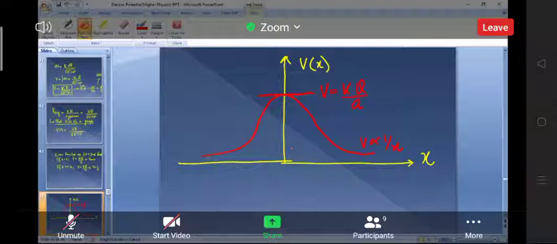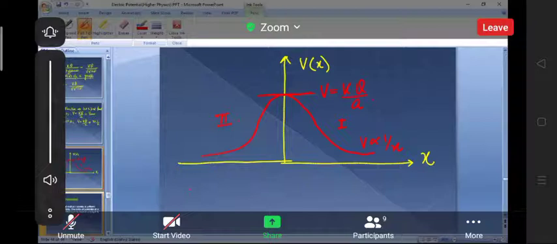Okay, so we're done with that. Moreover, it's an even function, which implies that it lies in the first and the second quadrant. So there's the first quadrant and the second quadrant. Obviously, the graph lies in the first and second quadrant. Right? Okay.